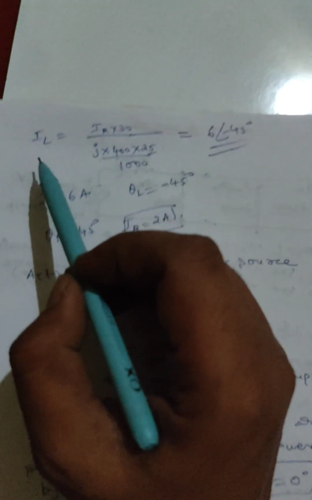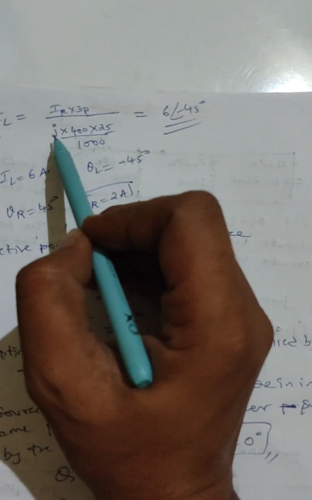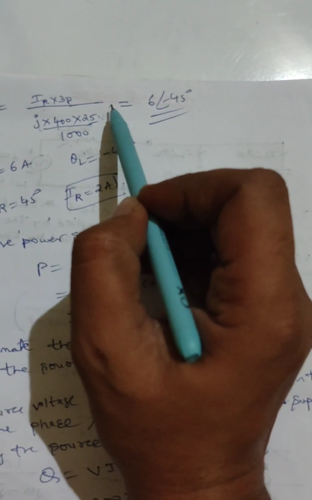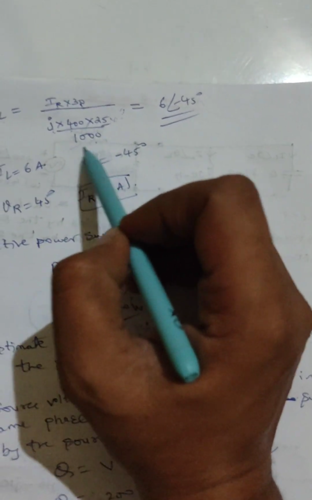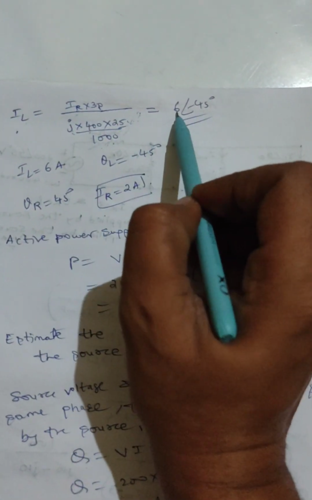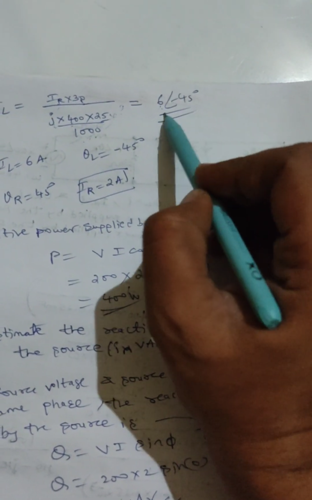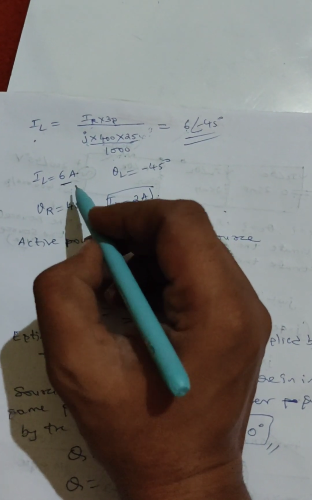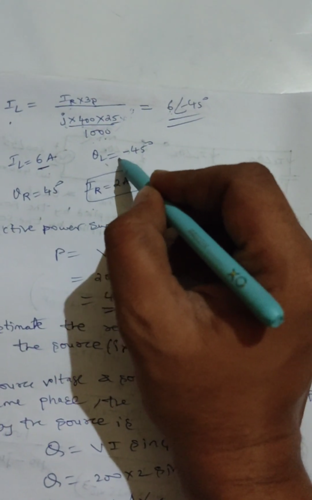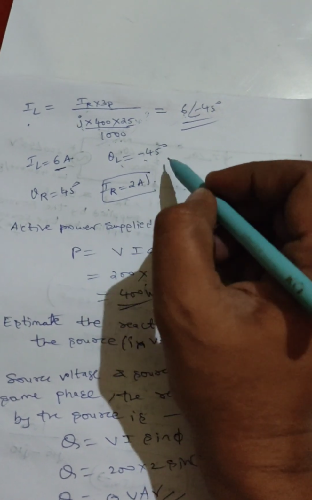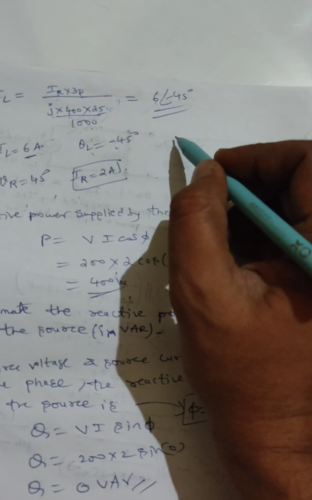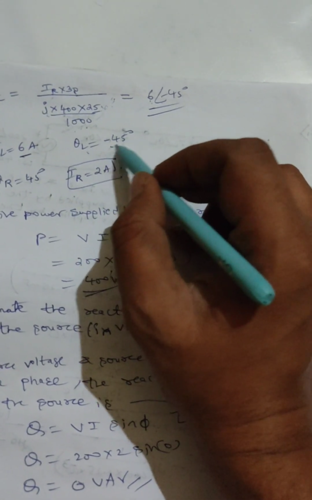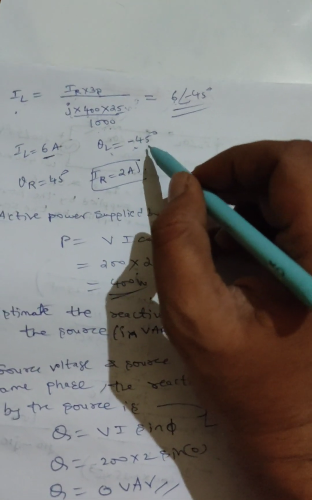So IL is equal to IR into 30 divided by j omega L, 25 into 10 power minus 3. That minus 3 taken down becomes 1000. By doing this, we got an answer: 6 at an angle minus 45 degree. We need to represent IL in RMS, that is 6 ampere, and theta L is minus 45 degree. The question gives a range of minus 180 to plus 180 degree in the options. Within that you can enter it.